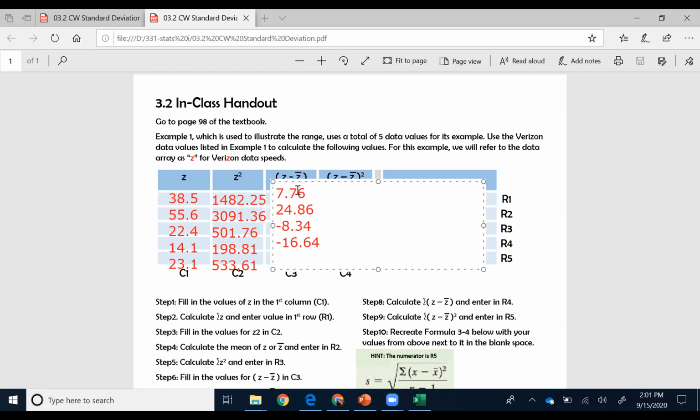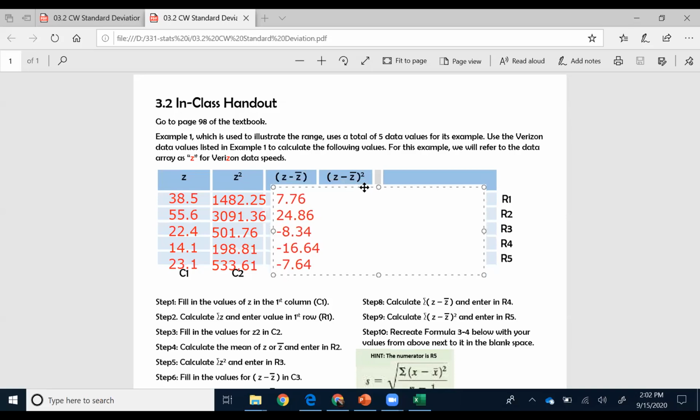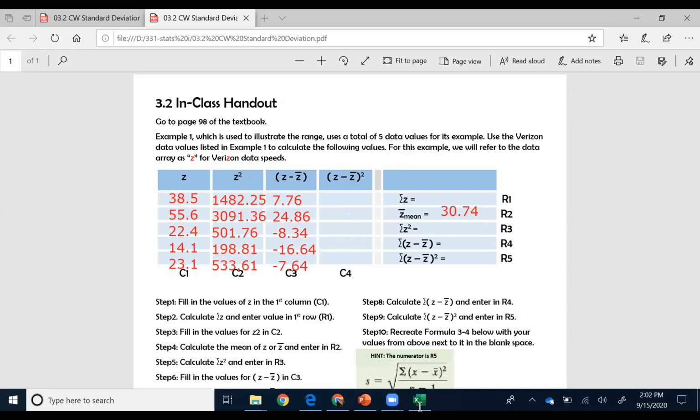All right. Who did the 23? Goodman. When we take 23.1 and we subtract it from the mean, what value do we get? Negative 7.64. Okay. Now, I told y'all I'm gonna show y'all a little neat trick, right? Let's see if I can get this to work.